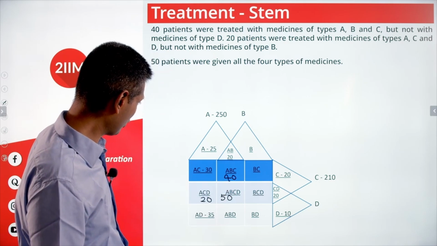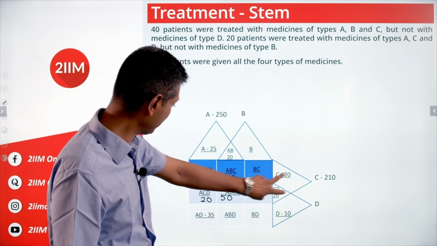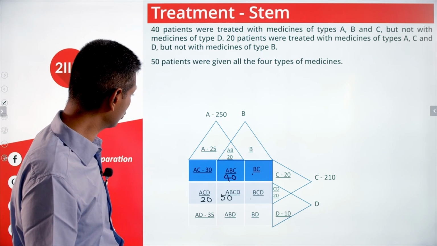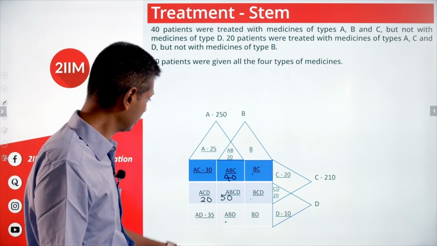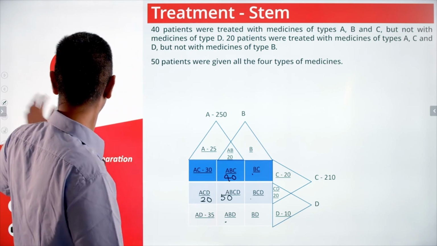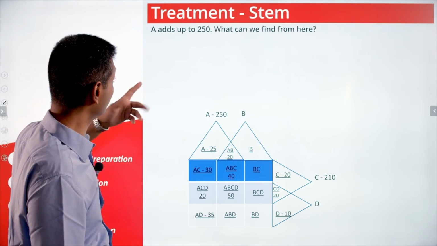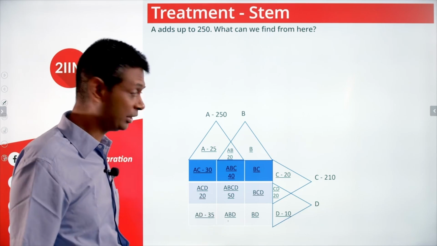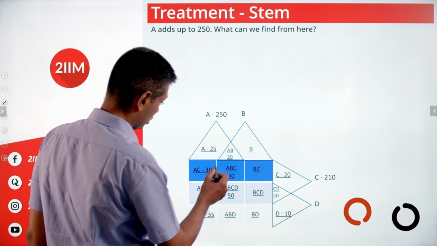Is there any other inference we can make? C total is 210. There are big gaps in C, 2 gaps in C. A total is 250. Yeah, we can get this. We have this, we can get this. And so we can make those inferences. A adds up to 250. What can we find from here? We can find ABD. How do you do that?